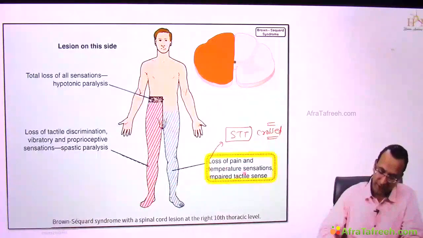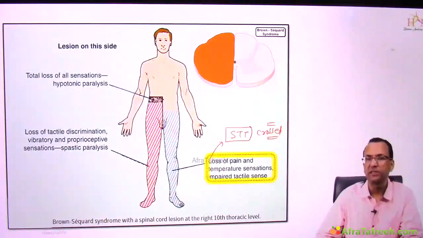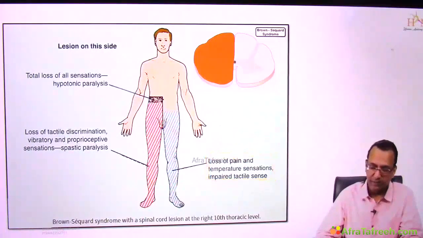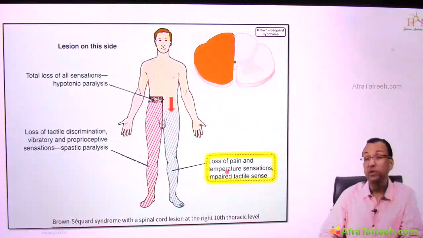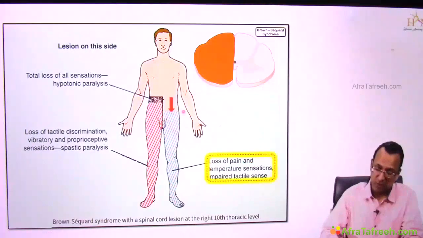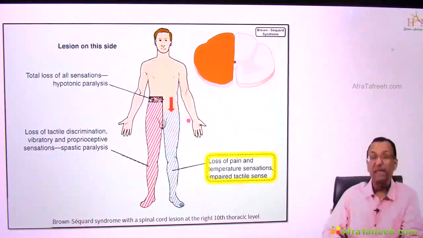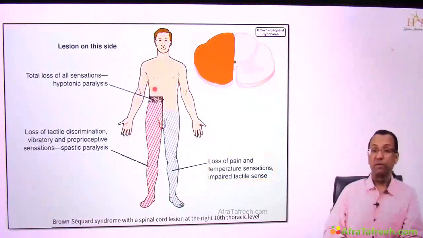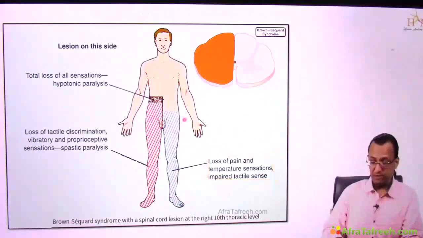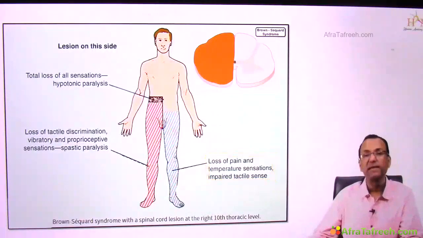Now, once you say that pain, temperature and crude sensations are contralateral, what is ipsilateral? See, this problem, which is loss of pain and temperature, has one more specific feature. It is one or two segments below the level of lesion. If the lesion was at T10 spinal cord, the problem will come at T11 or T12, one or two segments below the level of lesion. That also we need to explain, why it's happening that way.